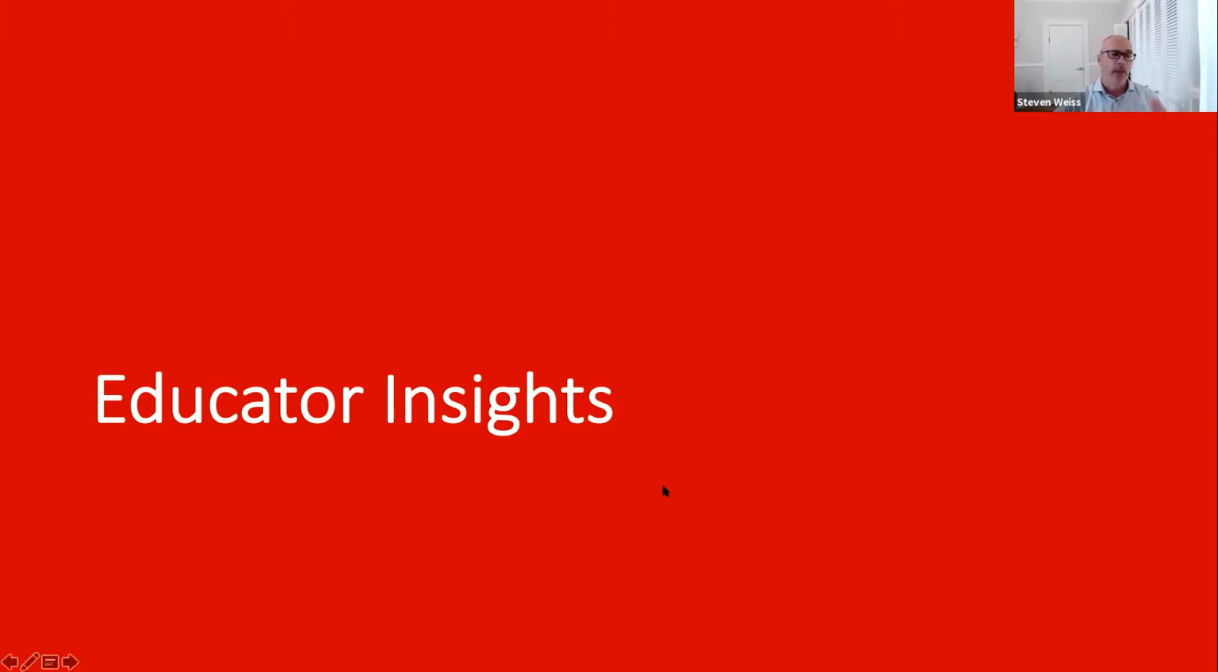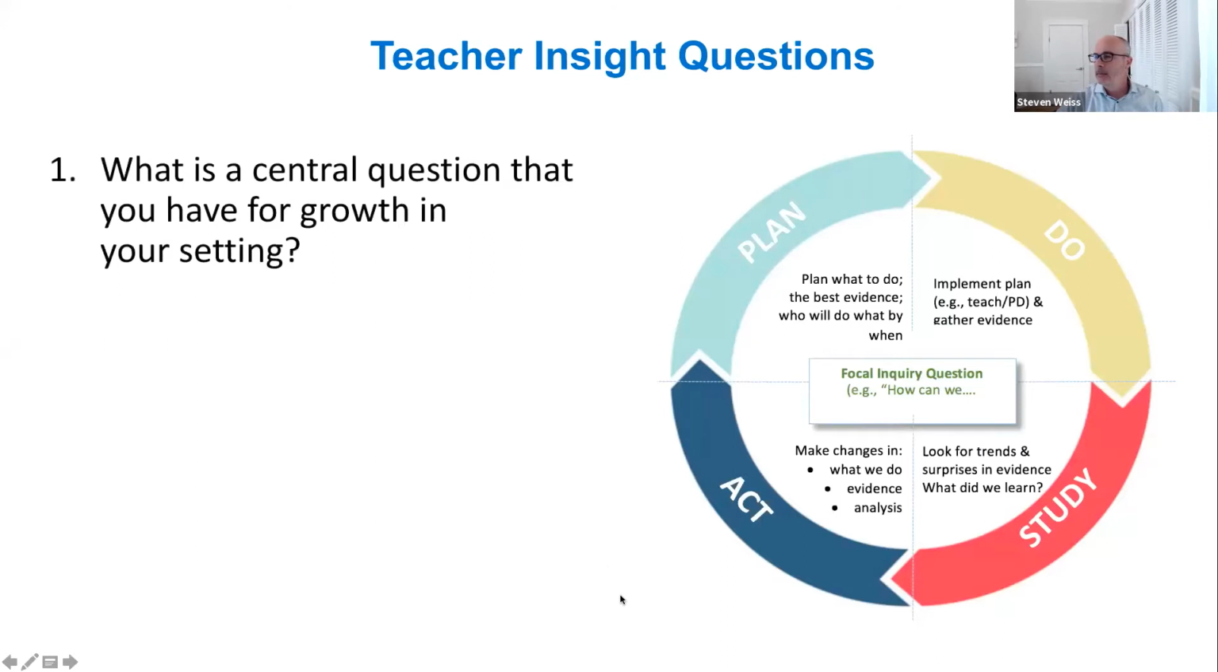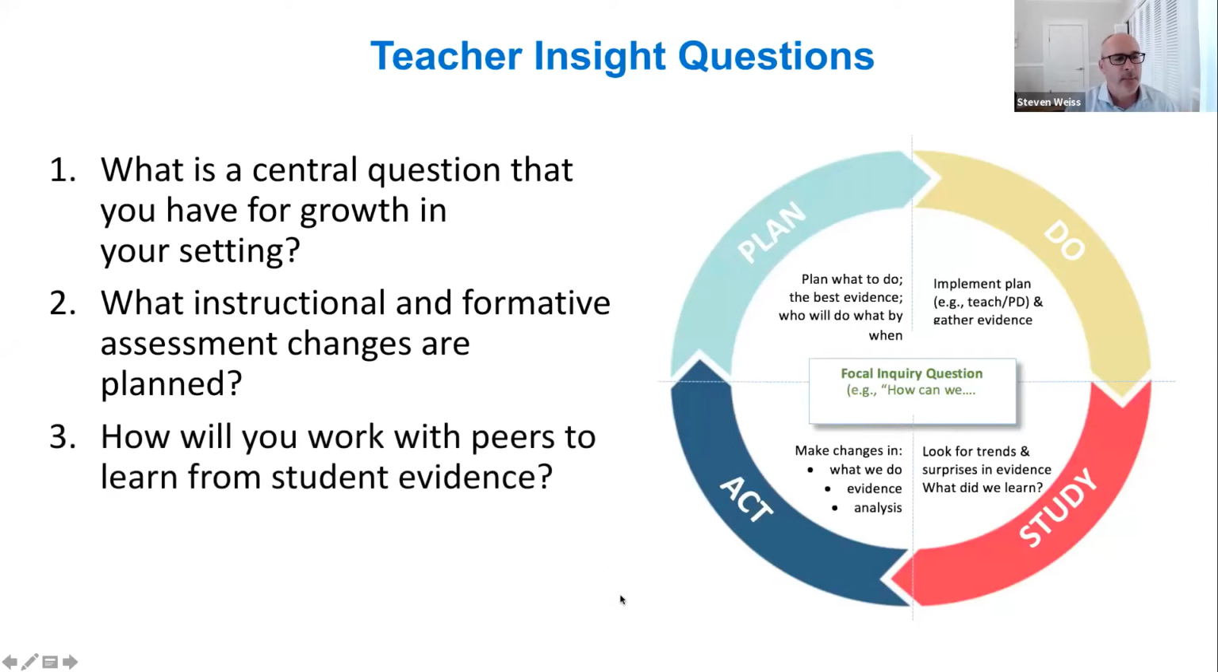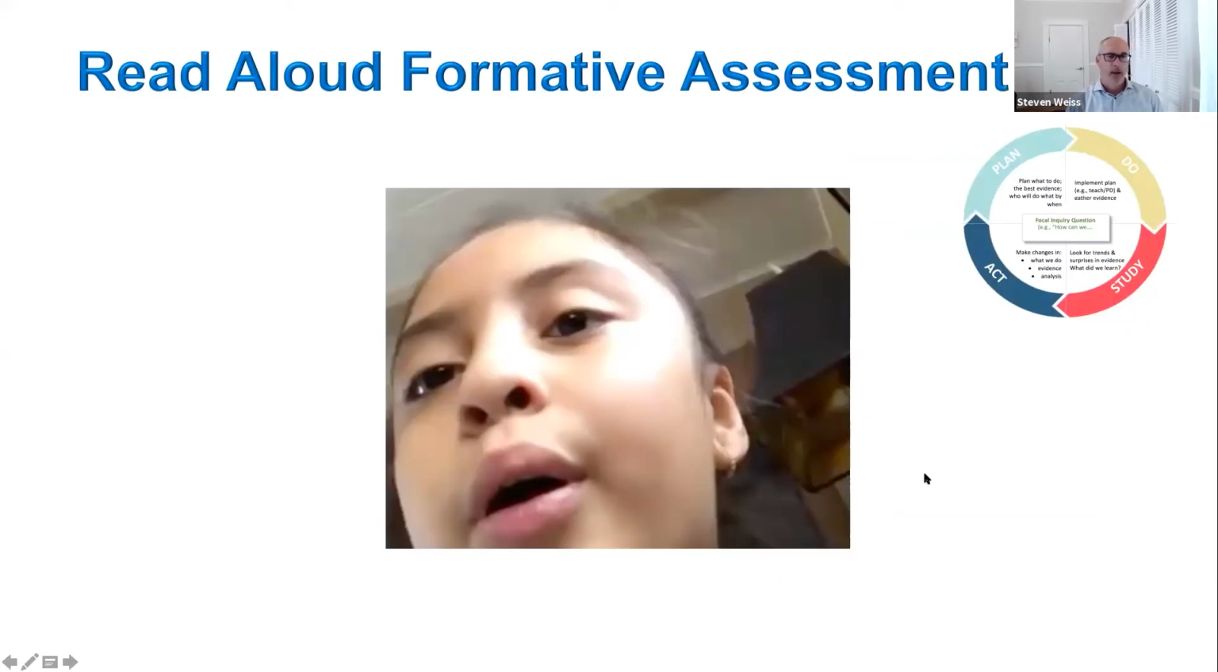So with that, let's move into our educators and what they're thinking about. These are some of the questions that we gave our 2 teachers to think about. What's a question that they have in mind? What kind of formative assessment evidence could they collect and analyze? Moving beyond the classroom, how might they work with their peers to learn from this evidence? And finally, how can the system support this process? And why don't we have Emma talk through what she's working on in early literacy?